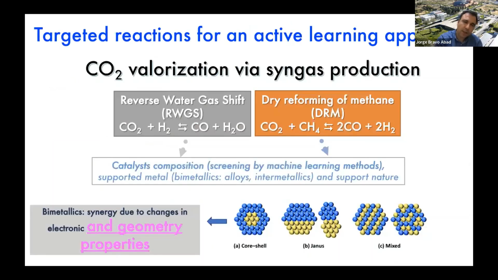This is work in progress. We are targeting two main reactions related with CO2 valorization via syngas production. Reverse water gas shift is one of them. The other is reforming of methane. And we are adding a lot of variety to our database. Particularly, we're considering bimetallic alloys, and something that we realized is that in our database we can also include possible changes of the geometry, right? How the geometry is affecting the catalytic materials. And I don't want to go into much detail because it's getting a bit late.